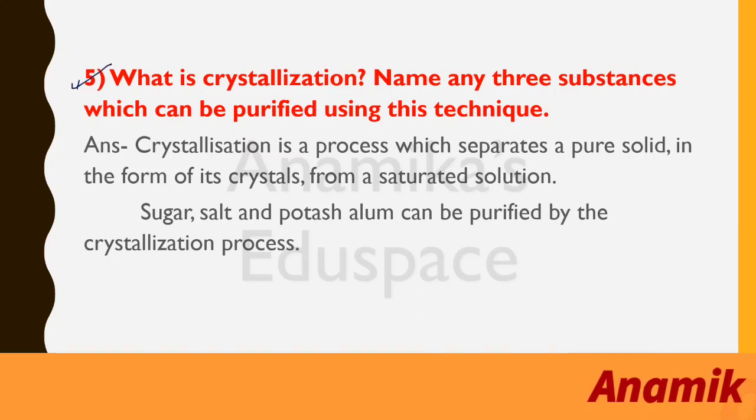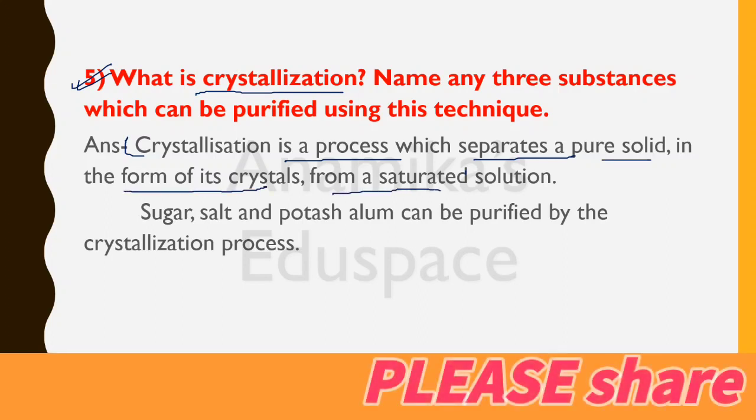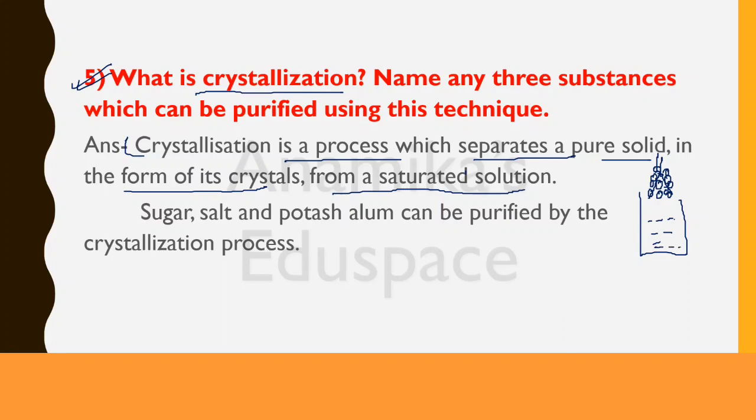Now coming to question number 3. Question number 3 asks: what is crystallization? What do you mean by crystallization? Simply, it is the formation of crystals. So we will write: crystallization is a process which separates the pure solid in the form of crystals from a saturated solution. If there is any pure solid present in the solution, then it will be collected in the form of crystals, and that crystal formation will be known as crystallization, and this solution will remain here, and this one will be known as the saturated solution.